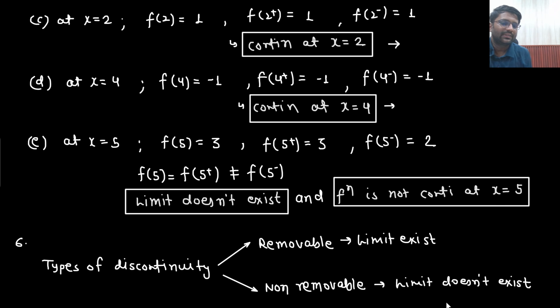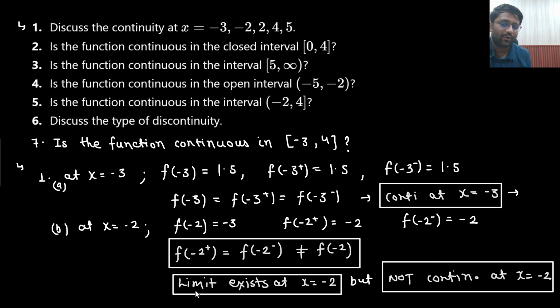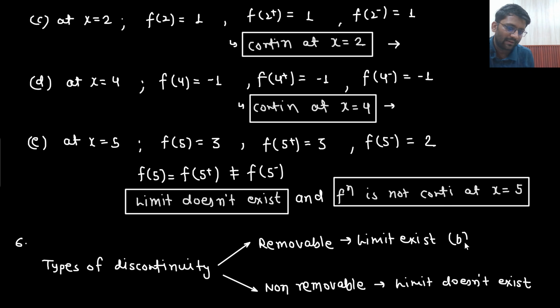So which example will come in this scenario? In this scenario, example B would come, because limit is existing at x equals to -2, but it is not continuous. And here which example would come? Sir, limit is also not existing and it is discontinuous as well. That means here example E would come.